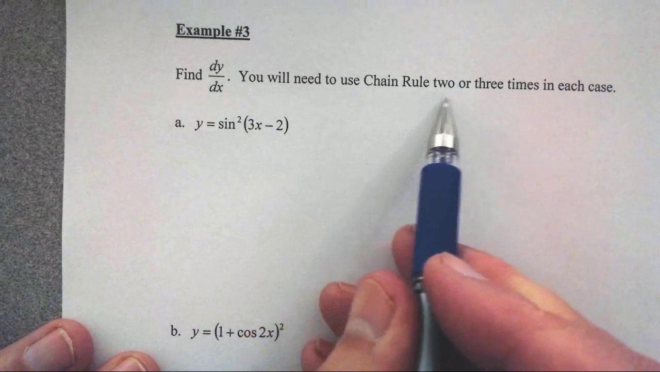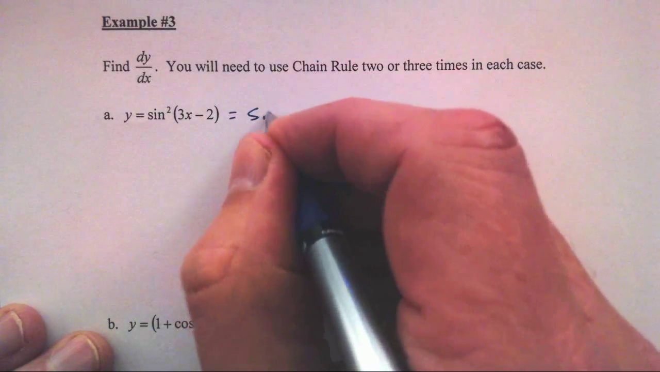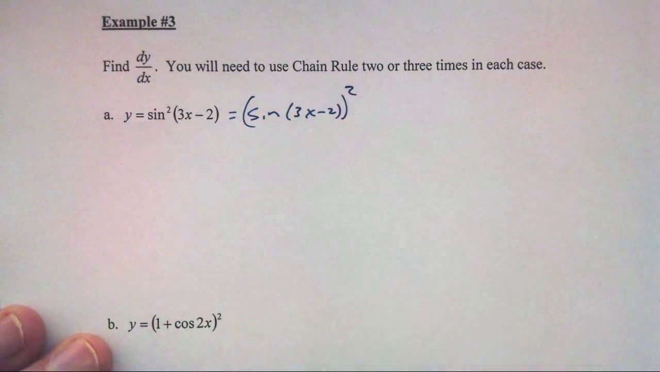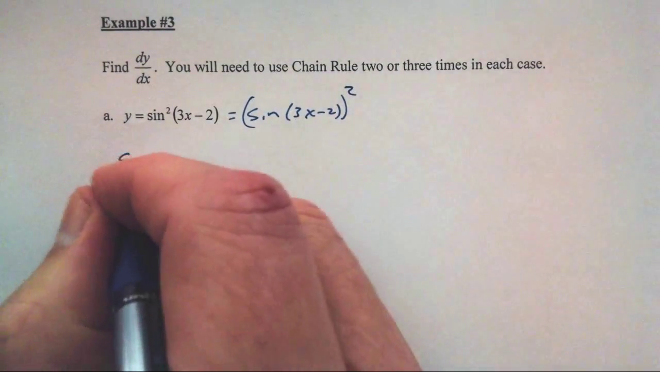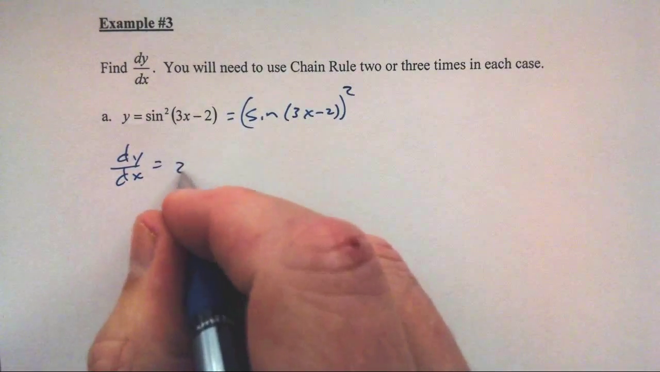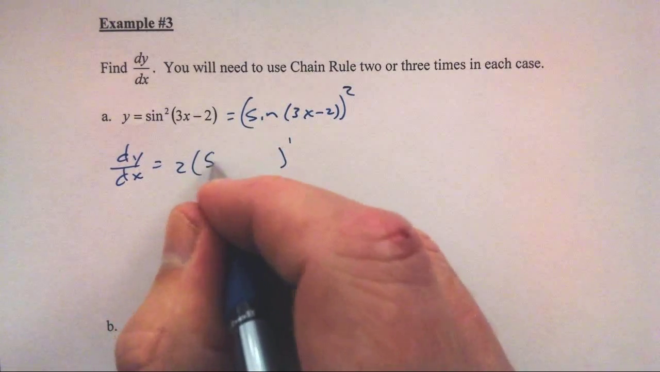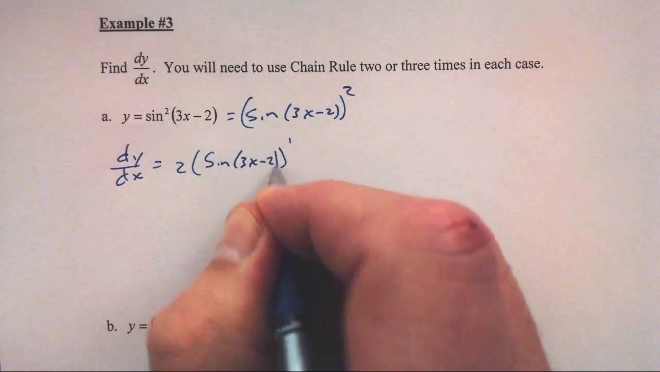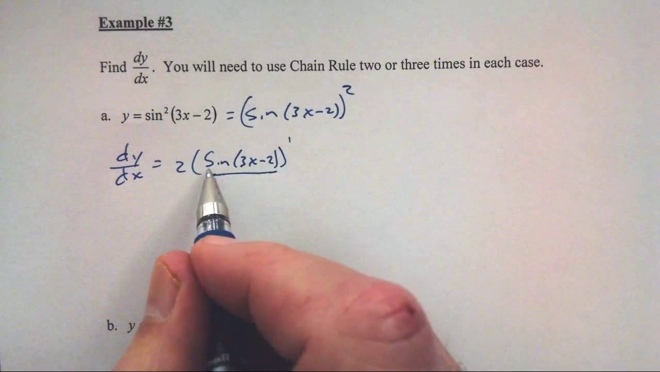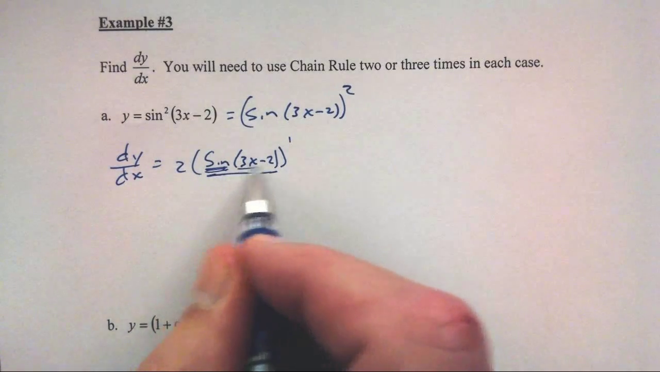You will need to use chain rule 2 or 3 times in each case. We might want to look at this as sine of 3x minus 2, squared. And that makes it pretty clear that our outside function is something to the second. So 2 times something to the first. Leave the baby alone. But then treat the baby. It just so happens that the baby is also a chain because there's a mother function here and a baby function.